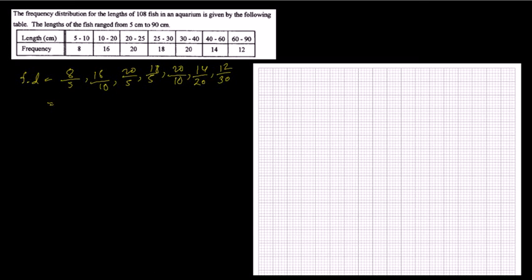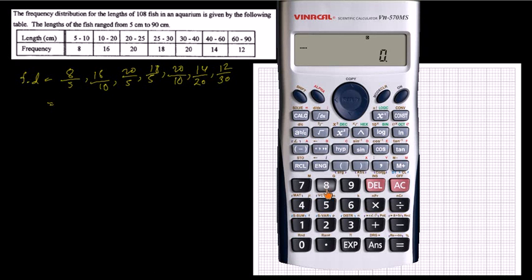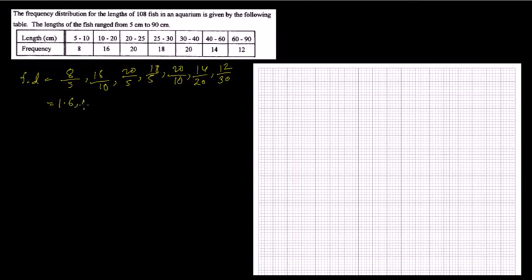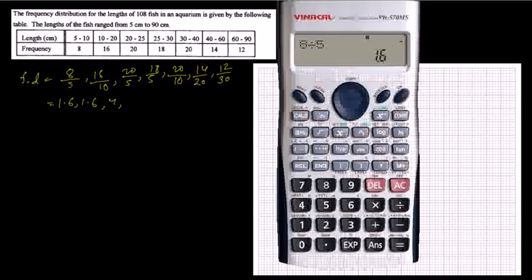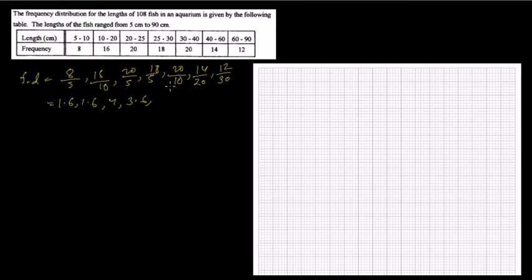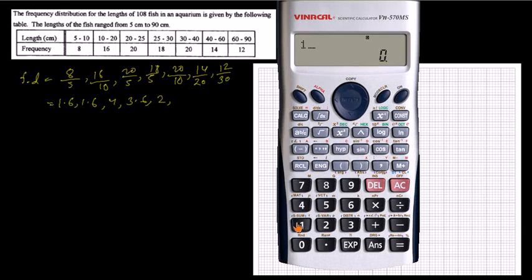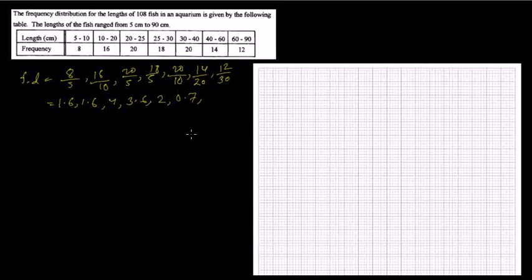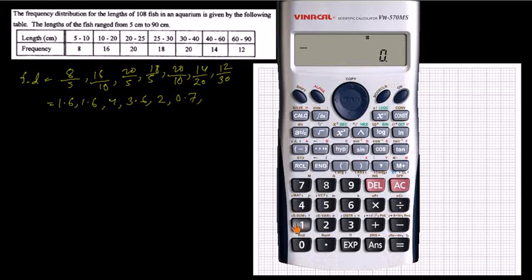So let's calculate. 8 divided by 5 is 1.6. This is also 1.6. 16 divided by 10, this is 4. 18 divided by 5 is 3.6. 20 divided by 10 is 2. 14 divided by 20 is 0.7. 12 divided by 30 is 0.4.